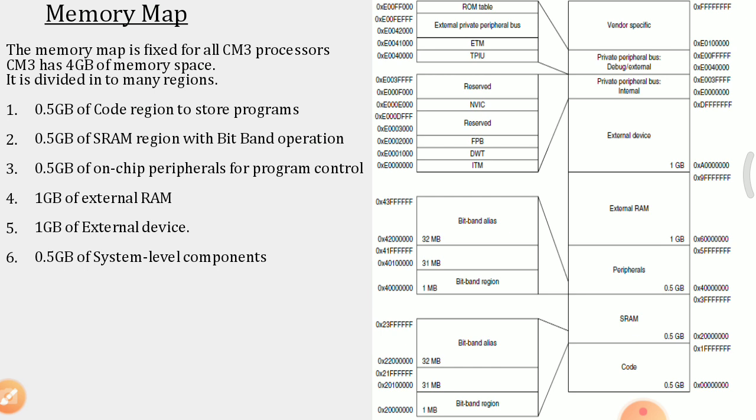Here these components are the FPB, fetch patch and breakpoint unit, the data watchpoint and trace unit, the instrumentation trace macrocell ITM, the ETM, embedded trace macrocell, the TPIU, trace port interface unit, and the ROM table. All these are connected through the private peripheral bus as system level components to support debugging of the Cortex M3.